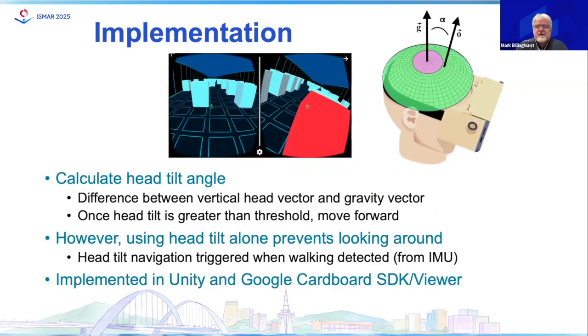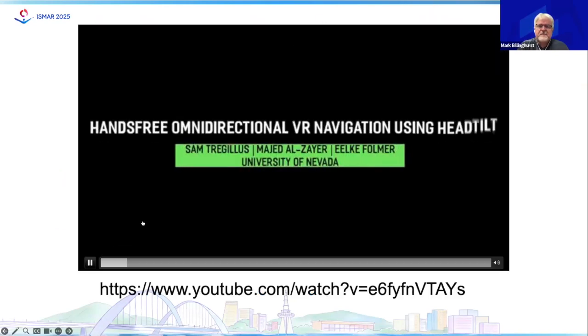This is how they implemented it. They calculated the head tilt angle, and then when the head tilt angle was bigger than the gravity angle, so that little alpha there got very big, then you'd move forward in the direction that you're looking. And when you tilt your head back, you would stop moving. And then they also had to only use head tilt when walking was detected. So they could look at the accelerometer, the IMU in the phone, and detect when people were walking. They implemented this in Unity and in Google Cardboard. Here's a video of it working.